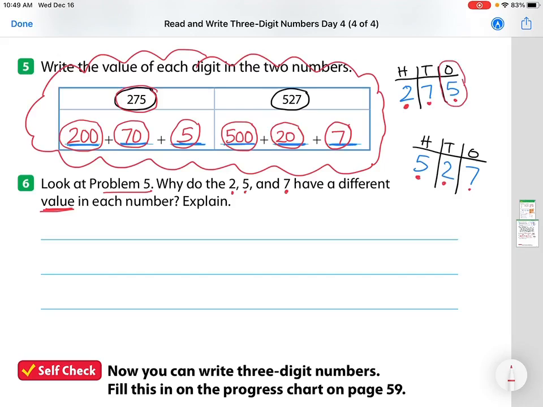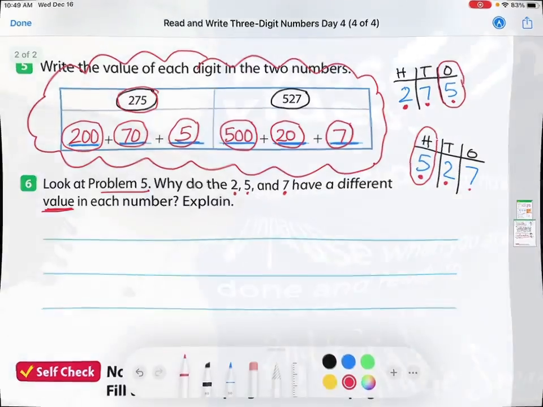Look, here's the 5 over here, but here it is in this other number, and it gives us totally different values, doesn't it? So you need to think about this. Think about what you're going to write. You need to write a sentence or two to explain why those digits have different values in those 2 numbers. Go ahead and pause the video and start writing.